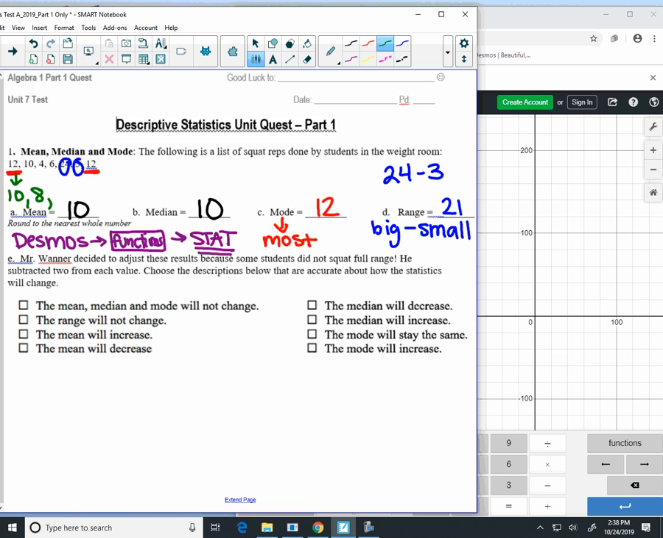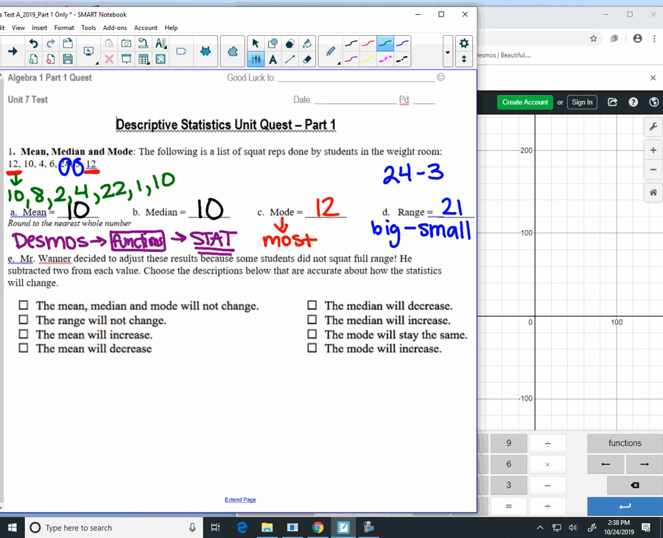Instead of 10, that's going to be 8. Instead of 4, you're going to have 2 there. Instead of 6, you would have 4. Instead of 24, you'd have 22. Instead of 3, you'd have 1. And instead of 12, you'd have 10. So if you get that list down, it's a lot easier to see how these are changing.